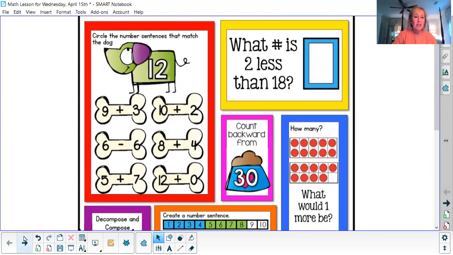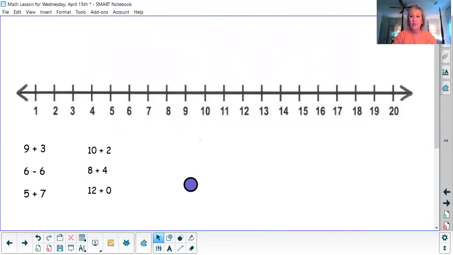So I've made a little page. There are different strategies you can use to add 2 parts together, or add 2 numbers together, but I thought today we might just try using a number line. So I have created a page with a number line and I put the problems right here, okay? You can circle it on your paper if it does equal 12, like it says on the dog, and if it doesn't equal 12, do not circle.